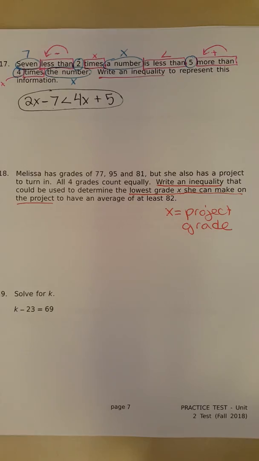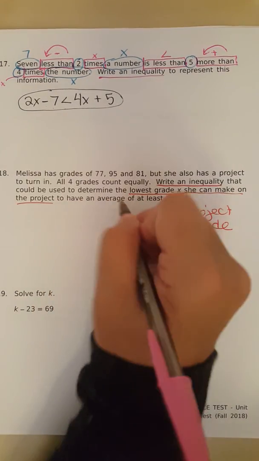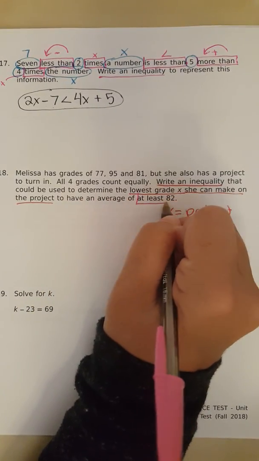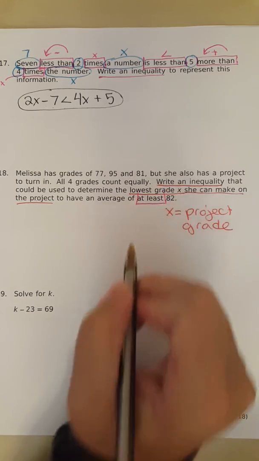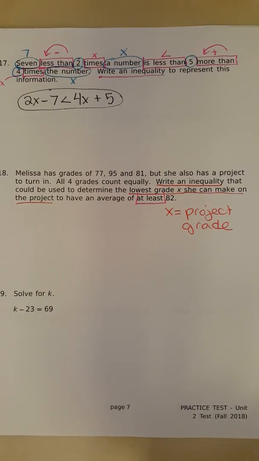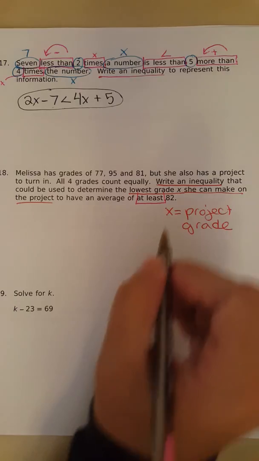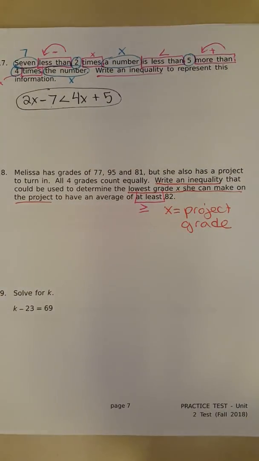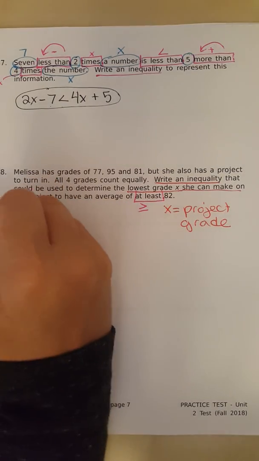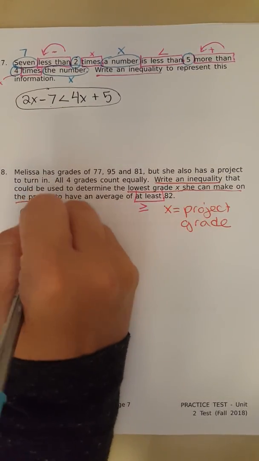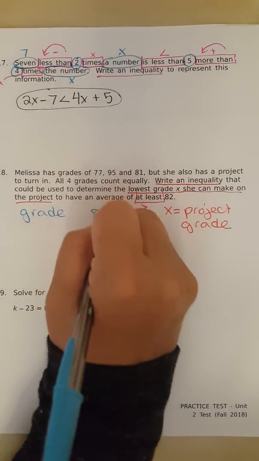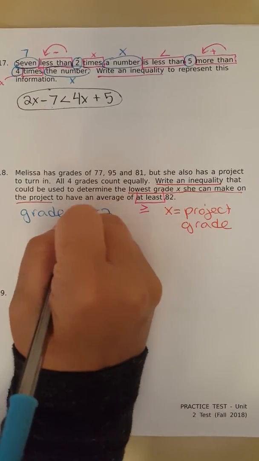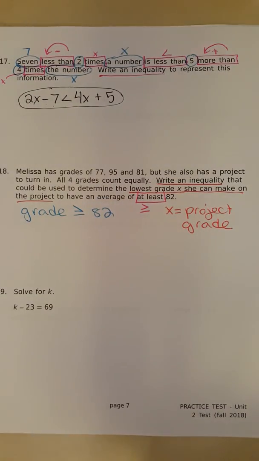Now, some important words here. It says she wants her average to be at least. Okay, at least means she wants it to be 82 or more. So that's kind of telling us that we're going to be using our greater than or equal to. So if I write this out, she wants her grade in class, we're comparing it to 82, she wants her grade to be more than or equal to 82.